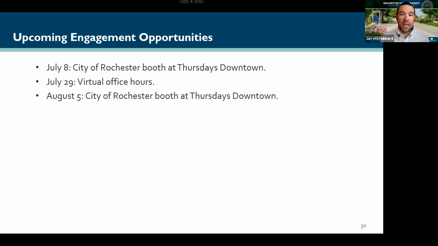So, upcoming engagement opportunities. Next week returns Thursdays Downtown. The city will have a booth, and myself and several of the project team will be working that city booth. So if you would like to talk to us face-to-face, that is an opportunity to do that. Next month, our next webinar will be on July 29th, and we're going to keep the same times of noon and 5 o'clock on the 29th, and we're going to call it virtual office hours.